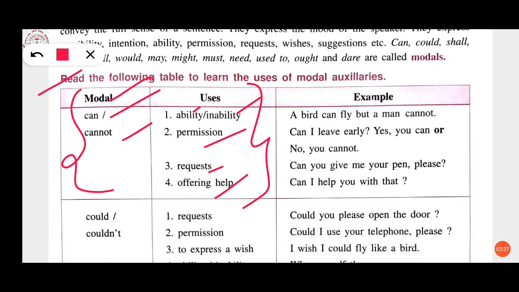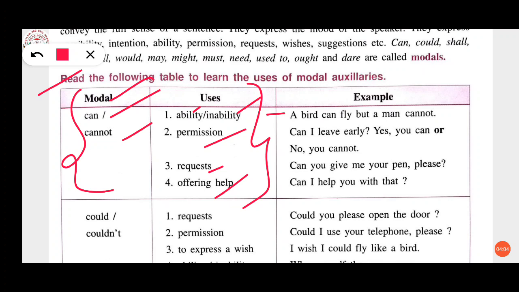First is ability and inability, to show anyone's ability and inability. See, the example is here: a bird can fly but a man cannot. Here the ability and inability is shown: a bird's ability is shown over here and a man's inability.